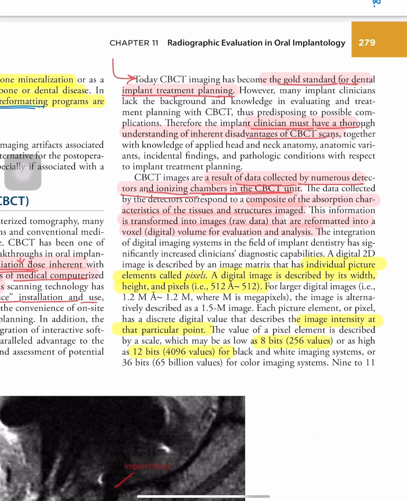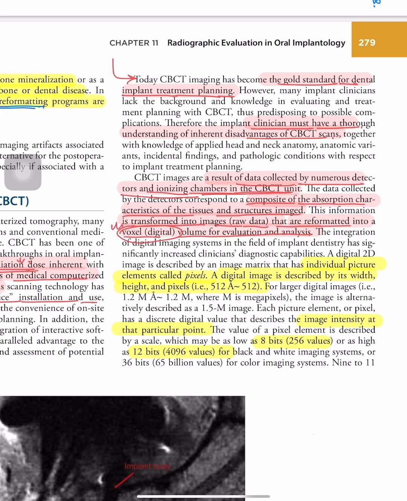So now let's see how this CBCT works. CBCT images are the result of data collected by numerous detectors and ionizing chambers in the CBCT unit. These data, which are collected by the detectors, correspond to a composite of the absorption characteristics of tissues and structures imaged. This information is then transformed into images, which is the raw data, that are reformatted into a voxel for evaluation and analysis. Now, what is this voxel?